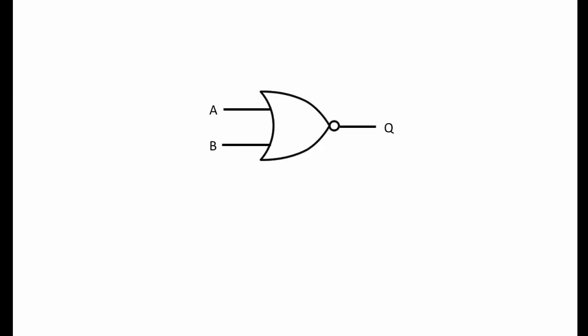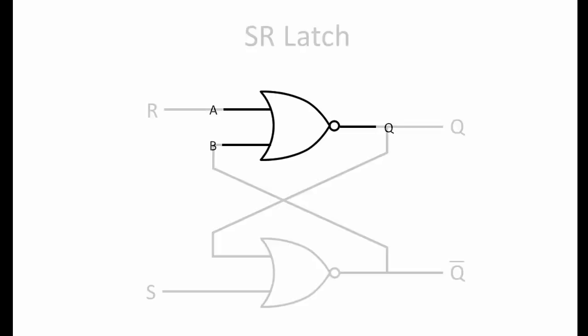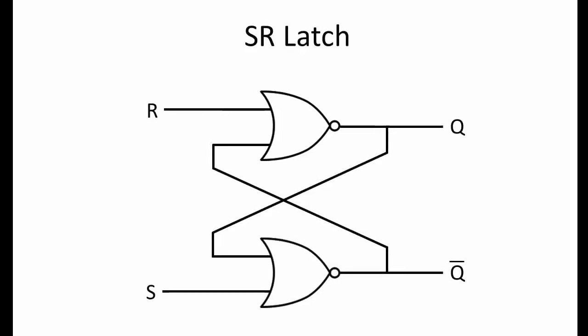Let's start by considering an SR latch built from NOR gates. In this NOR gate version of an SR latch, two NOR gates are connected together in such a way as the output of each NOR gate is one of the inputs of the other. This cross-coupling of two gates results in a form of positive feedback. SR latches, like all electronic circuits, require power to work. The power connections aren't shown on this diagram.